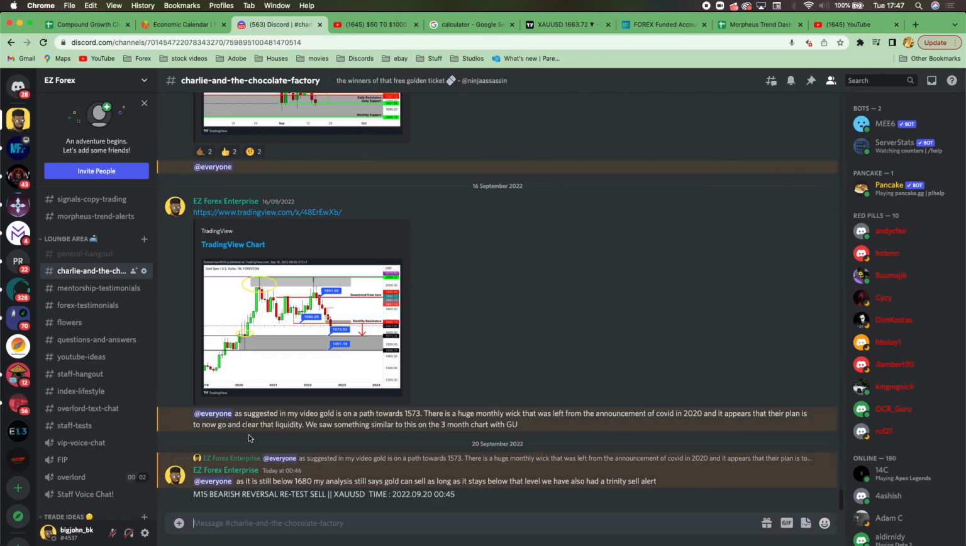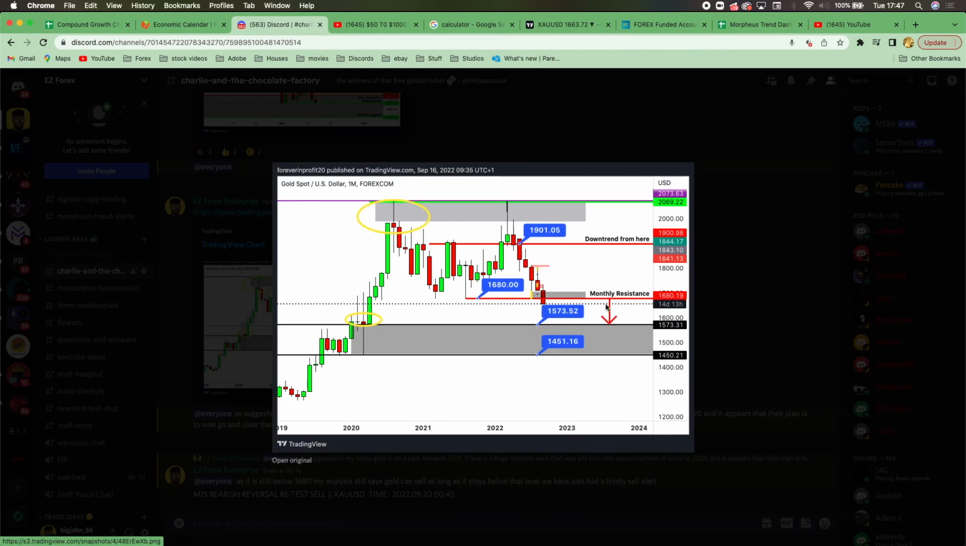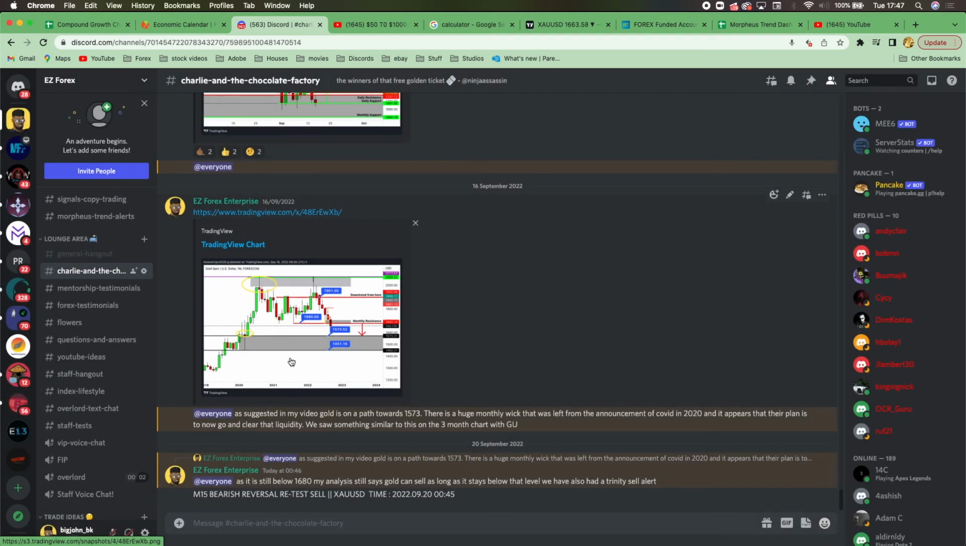So in my Discord, you can see clearly here that I've given a whole chart explaining I'm expecting gold to go to 1573, because we have seen price action closing below 1680, and more than likely there is a monthly liquidity that was left behind from COVID. So if it is going to go all that way, at least it has a reason because of the wick that was left behind. I also told people today that, look, there was a Trinity sell alert retest. This one did fail, but there was another entry that did appear.